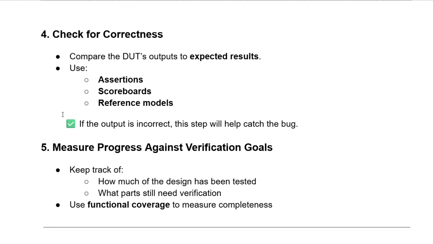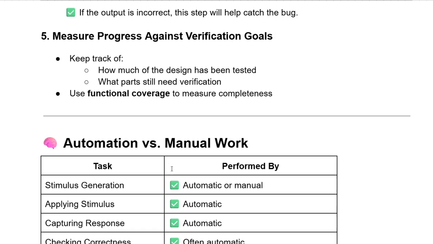Measure the progress against the verification goal. Keep track of how much of the design has been tested and what parts still need verification. Use functional coverage to measure the completeness.